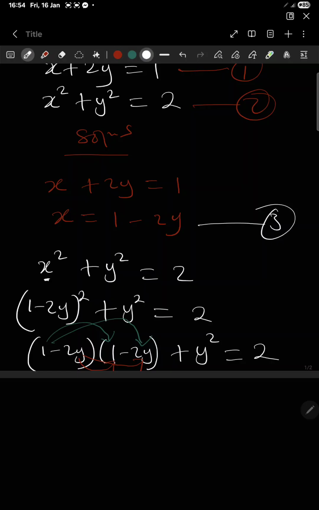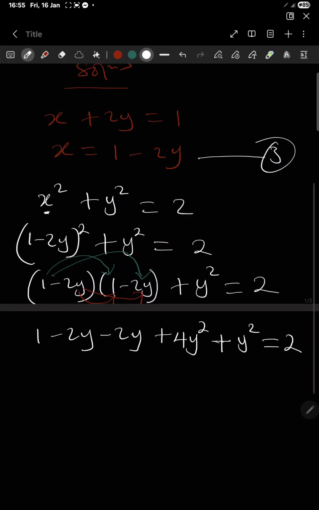So let's start. We say 1 times 1 is 1. 1 times negative 2y is minus 2y. Then negative 2y times 1 is going to give us minus 2y. Then minus 2y times minus 2y is a plus 4y squared. Remember we have this plus y squared, and then this is equal to 2.